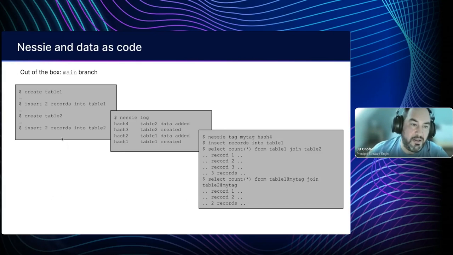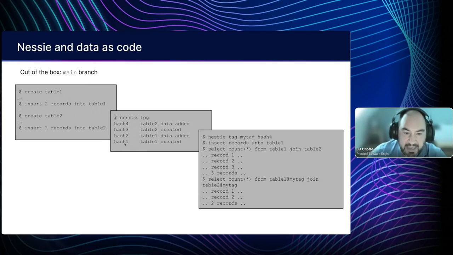This is an example of how it works. So this is pseudocode. In Nessie it is slightly different, but it's to give you an idea of how it works. So out of the box, as soon as you start Nessie, you have a main branch. On this main branch, I create a table. I insert 2 records into this table, and I create a second table, and I insert 2 records into this table again. If I do Nessie log, I will have a list of all the hashes.